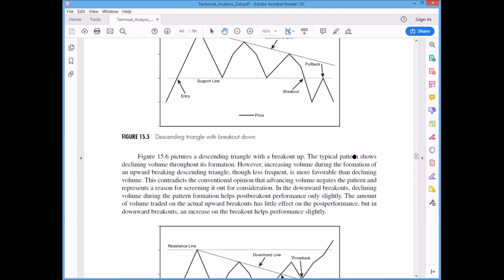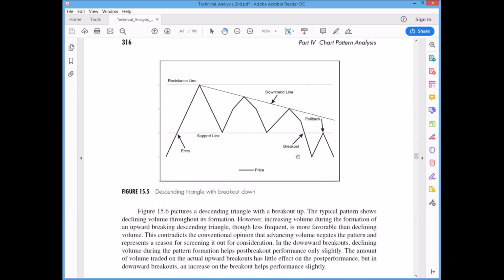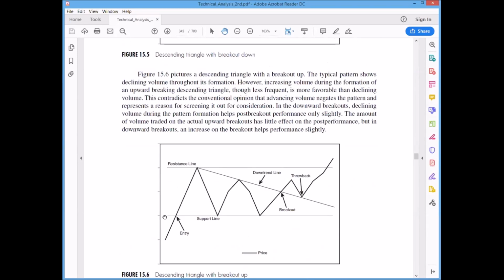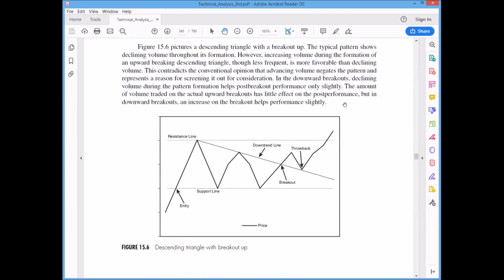The typical pattern, sorry, let me back up a second, because this is a breaking down descending triangle. You can also get a descending triangle with a breakout up.